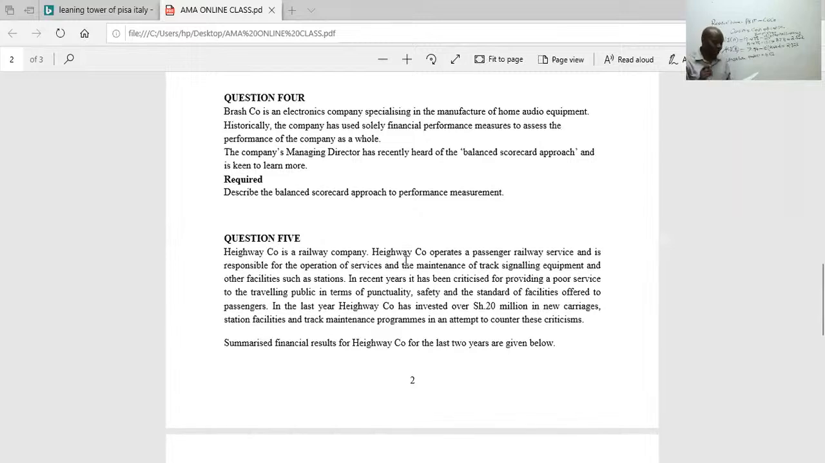Highway company operates a passenger railway service and is responsible for the operation of services and the maintenance of track, signaling equipment and other facilities such as stations. In recent years, it has been criticized for providing a poor service to the traveling public in terms of punctuality. Quite bad that we have trains which are not punctual. They told us to be here at 6, but they came at 6:30. So punctuality, safety issues, and the standard of the facilities offered to the passengers.